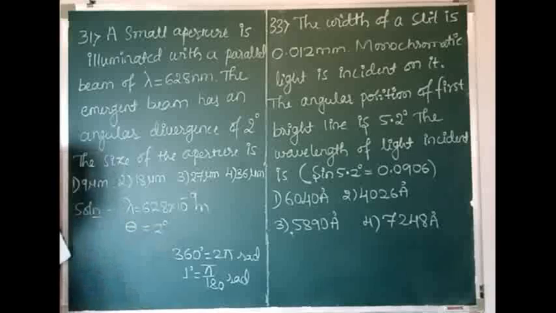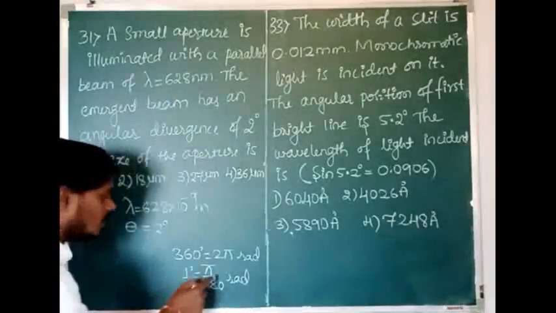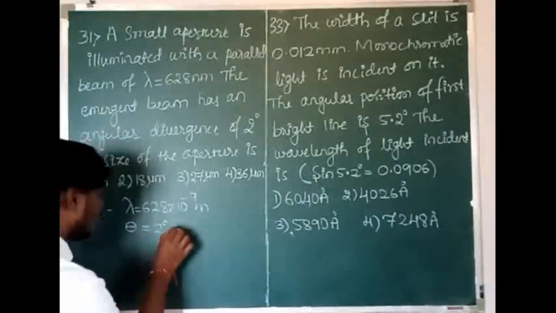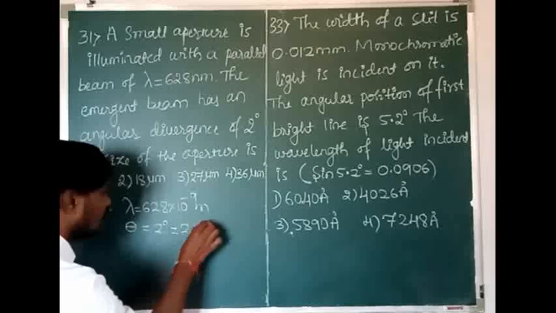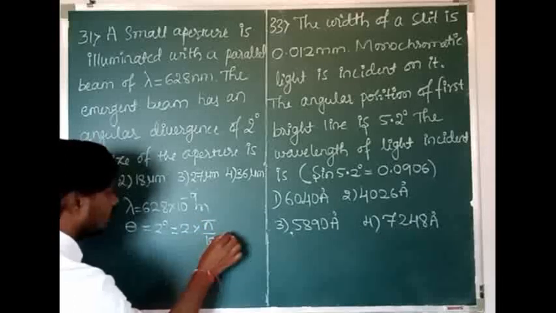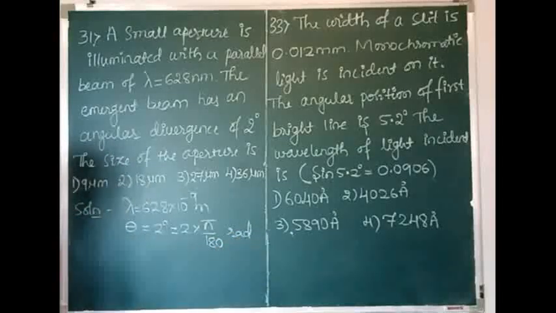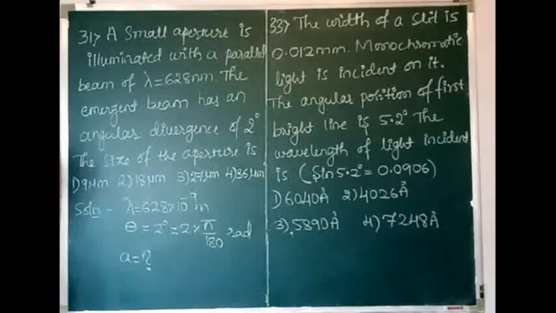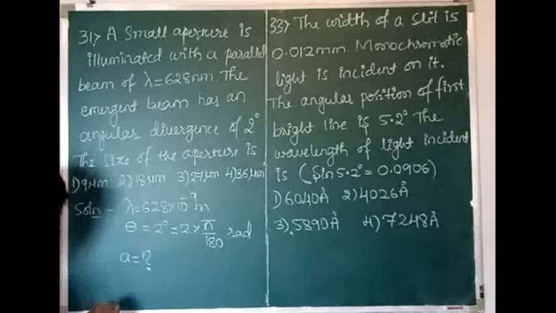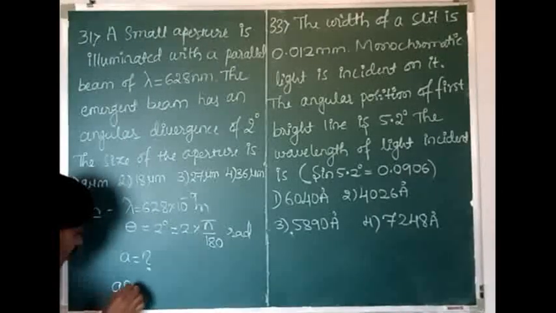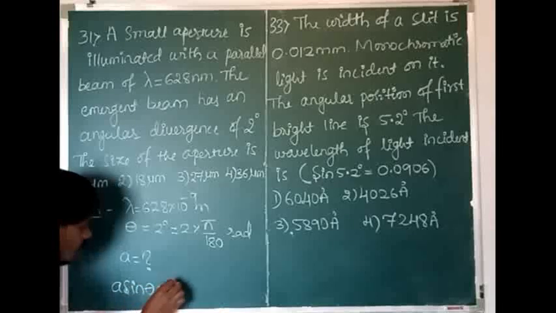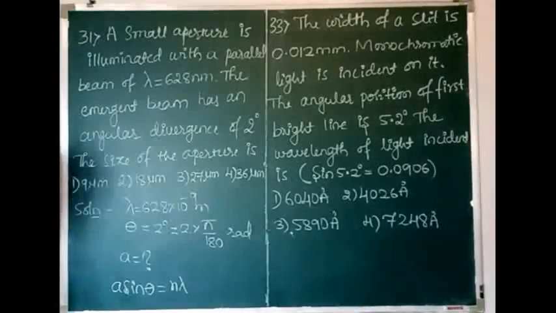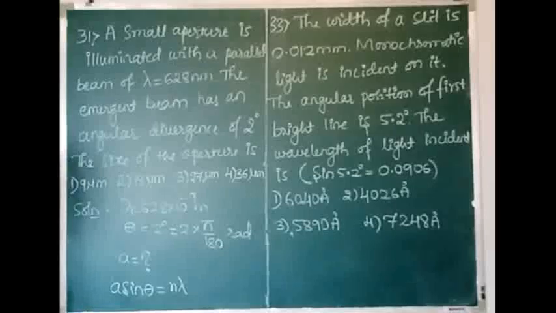But here 2 degree is given, which means 2 into 1 degree. 1 degree is nothing but pi by 180 radian. Then we can write this as 2 into pi by 180 radian. Then what is our aim? Our aim is to find the size of the aperture, that is A. Then by using the path difference formula, A into sin theta is equal to n into lambda. Okay. Then n can be taken as 1 because it is the first minimum.